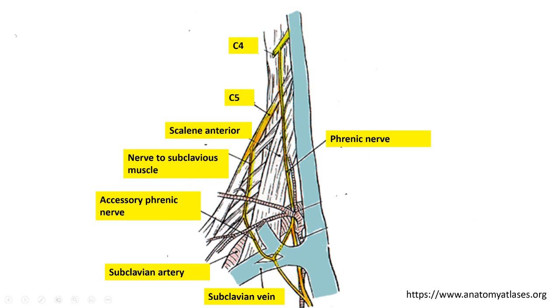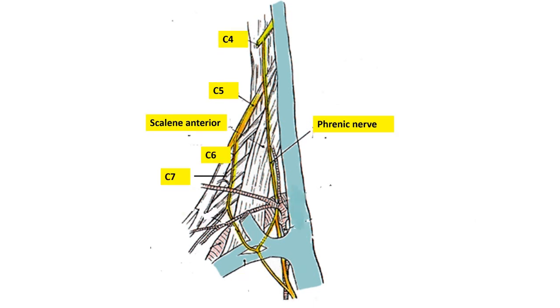As the phrenic nerve descends in the neck, the distance between the phrenic nerve and the roots of the brachial plexus progressively increases. So higher up in the neck, the phrenic nerve is quite close to the roots of the brachial plexus.